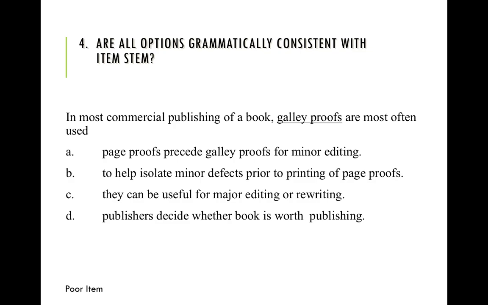So, in most commercial publishing of a book, galley proofs are most often used. Page proofs precede galley proofs for minor editing. That makes no sense. To help isolate minor defects prior to printing of page proofs. I don't know what it means, but it grammatically works. They can be useful for major editing or rewriting. That doesn't make sense grammatically. And publishers decide whether a book is worth publishing.